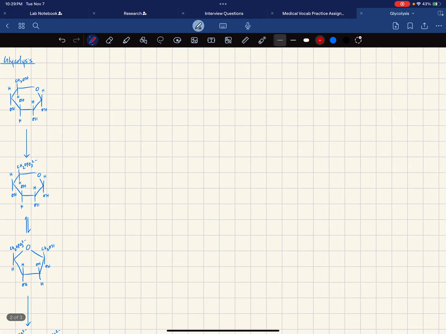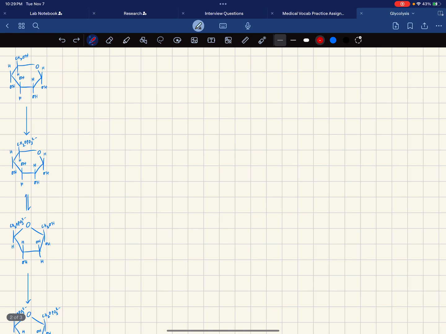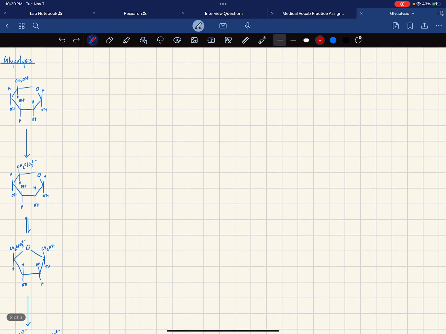And so essentially the point of glycolysis is we're starting with a glucose 6-phosphate, or I'm sorry, we're starting with a glucose, and we're eventually breaking it down to 2 3-carbon compounds, two pyruvates. And so this right here, we've got glucose.